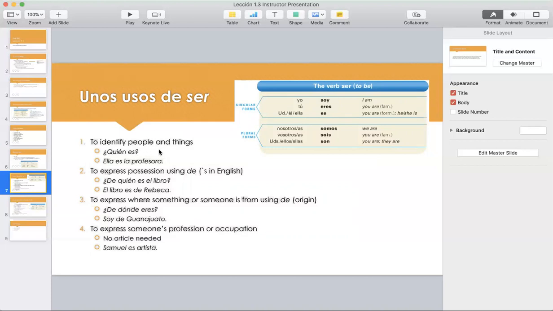So we identify people and things with the verbo ser. So if I ask, ¿quién es? Who is it? Ella es la profesora. She is the professor. To express a possession, right, we use de.